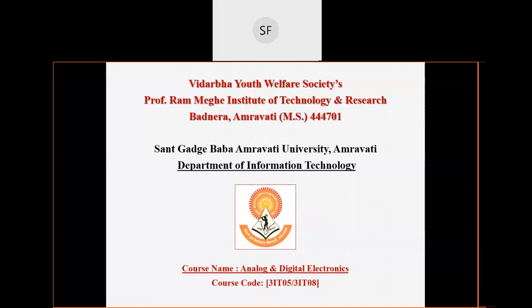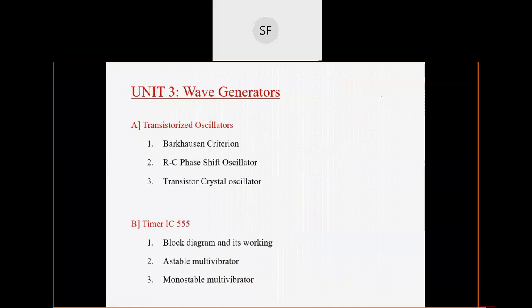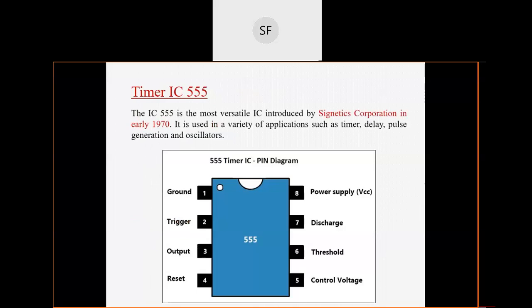In the last session, we started the discussion regarding timer IC 555. We also saw the pin configuration of IC 555. This is the 8-pin IC: the first pin is ground, second is trigger, then output, reset, and the fifth one is control voltage, then threshold, discharge, and power supply, that is VCC. So it has a total of 8 pins.